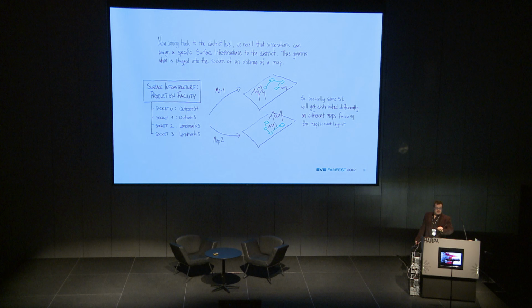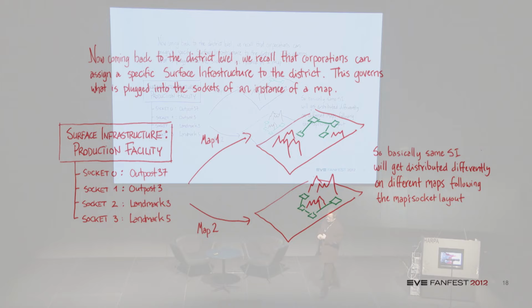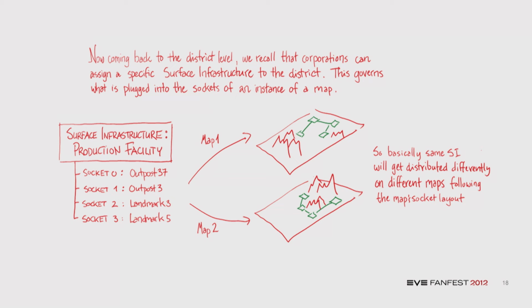And then for a given surface infrastructure, like I said before, you apply a surface infrastructure to a district, then there is an authoring that says, okay, for example, for a production facility, we will put outpost number 57, which is a graphic asset that we have, in socket zero, whatever socket zero is on this height map. It might be different depending on the different height maps, so it will not be at the same spots. But you're sort of pouring the surface infrastructure on the height map, and it will adjust to whatever socket layout there is. And so even though you have the same function, they would adapt to the different terrain, and then you have the different environments, etc.